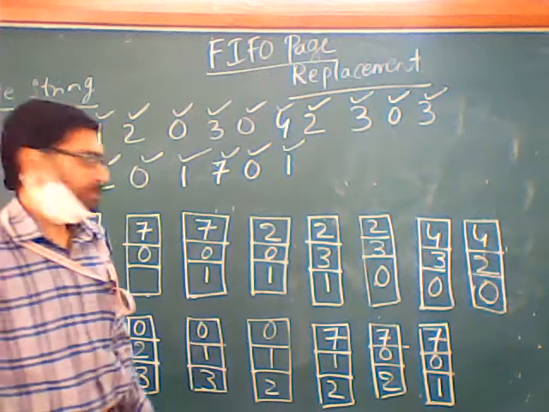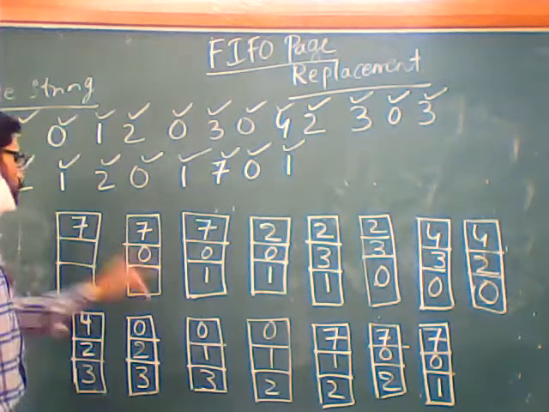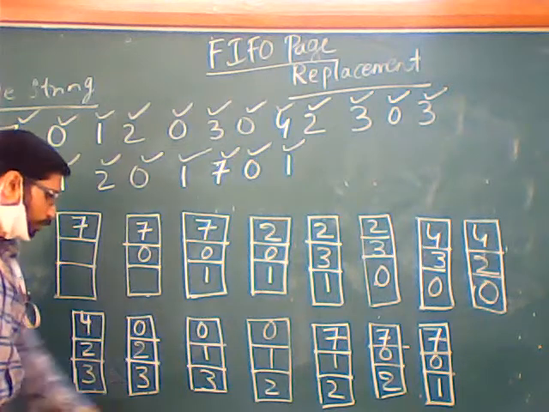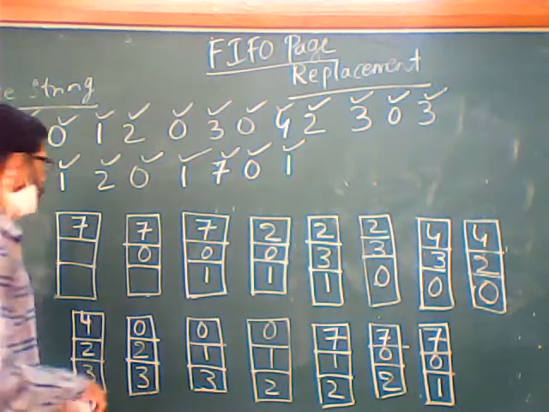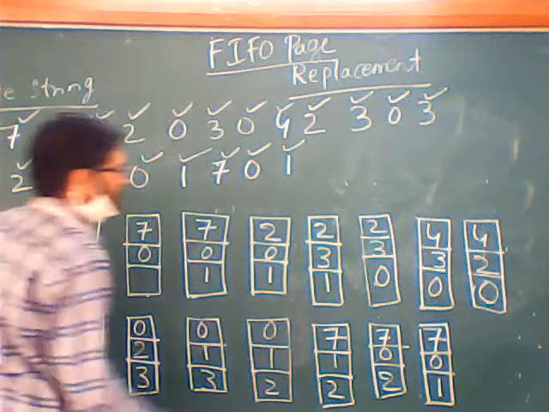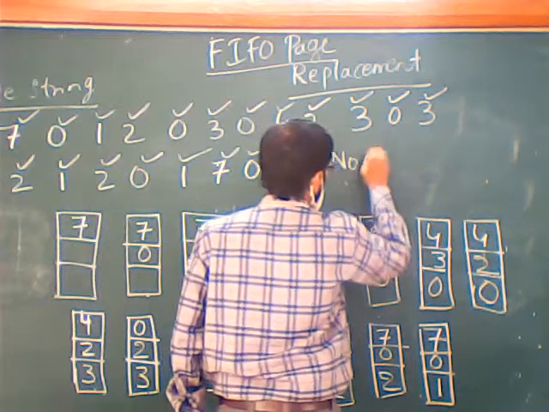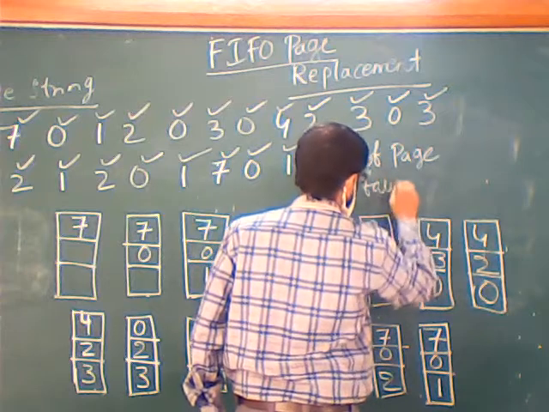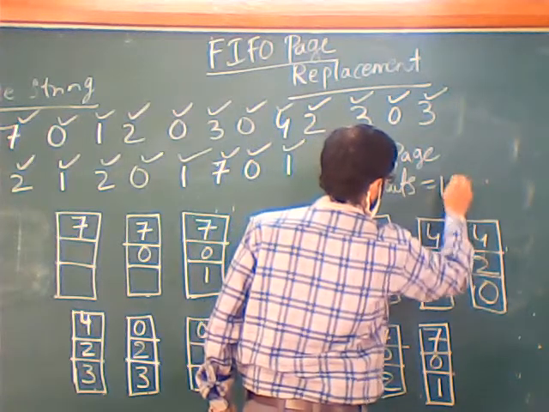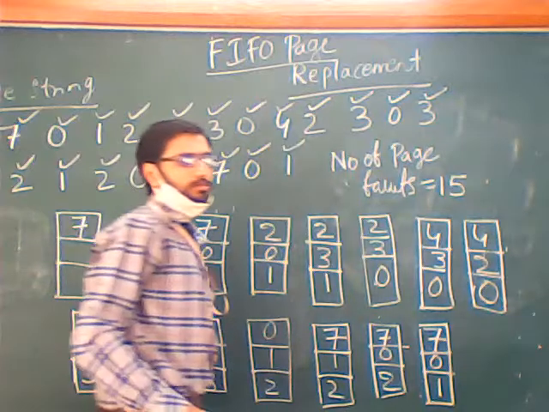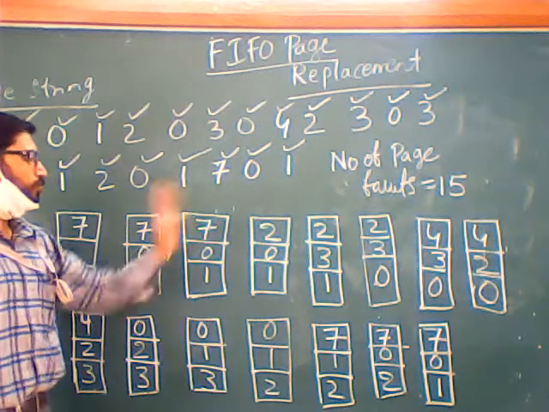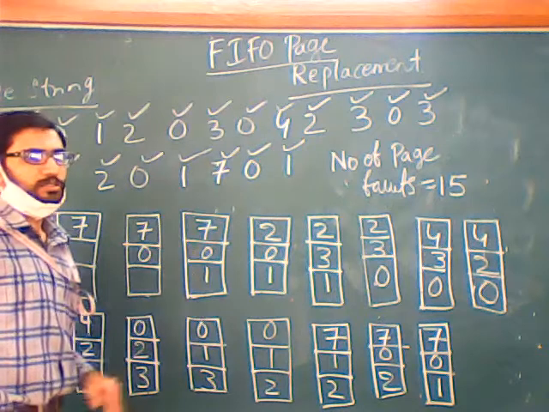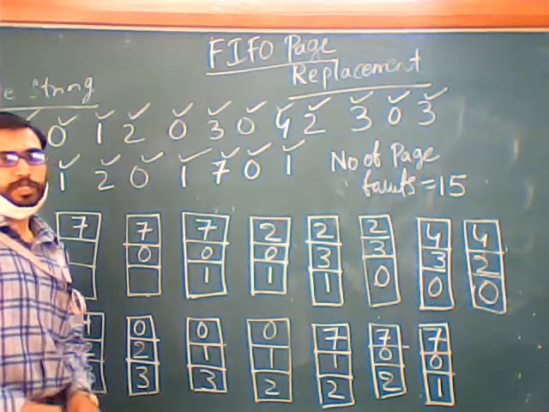Once you have found out the number of page faults, you need to count how many page faults we had. If you go on counting, the total number of page faults will be 50. At the end, after completion of this, write: number of page faults is equal to 50. Below this diagram you can write the number of page faults equal to 50. Count and complete it.